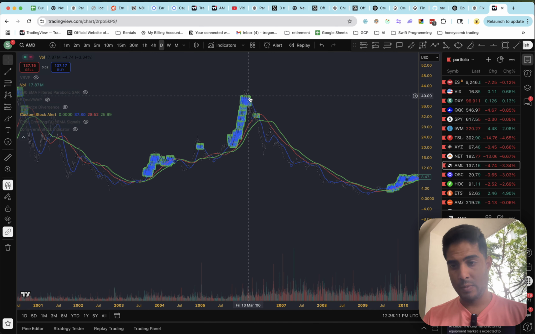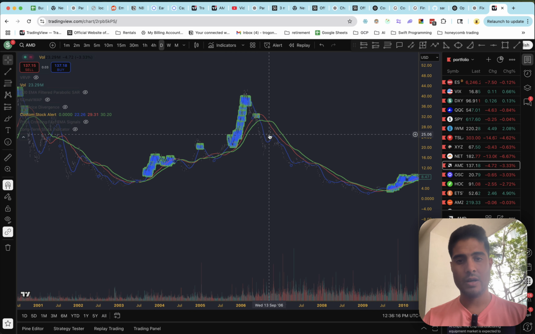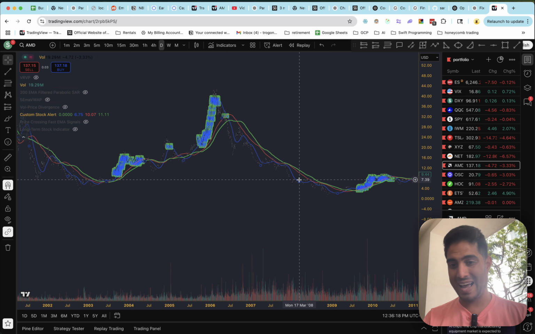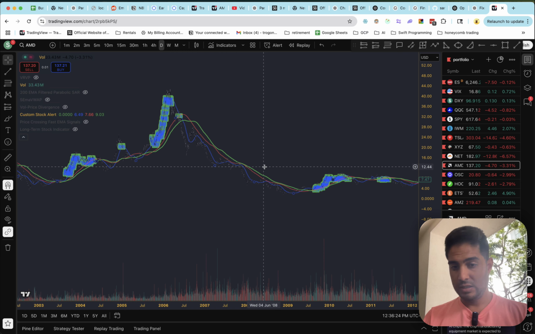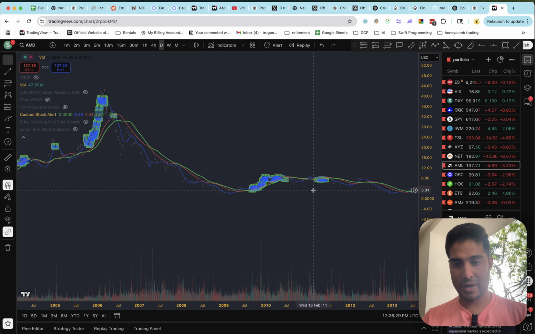So don't take it as a selling signal. You might want to use something else for that. And then it didn't pick up anything else up until 2009. So it took almost 4 years for this indicator to start showing up again, right?